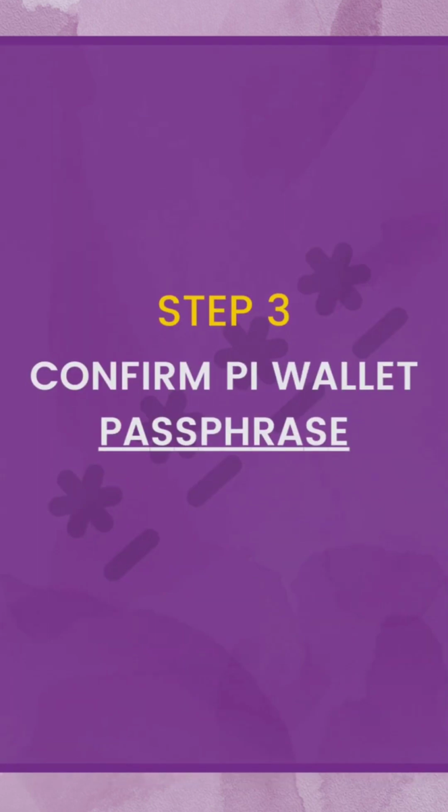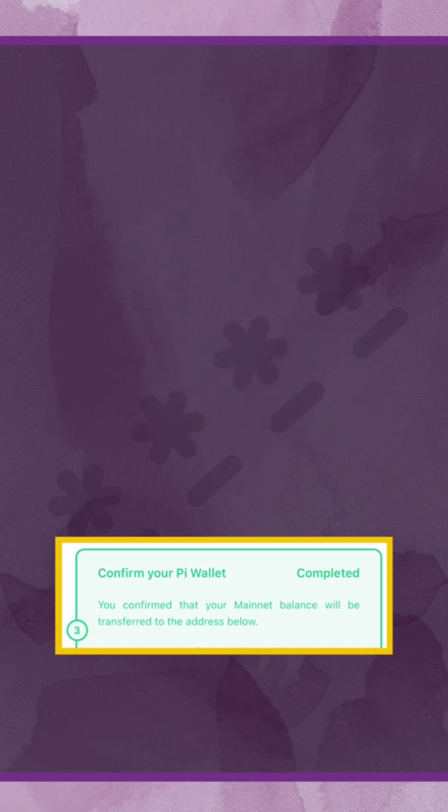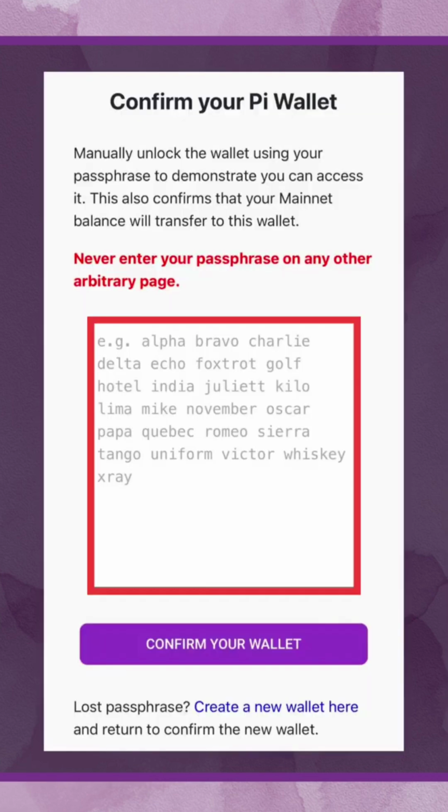Step 3. Confirm your Pi wallet. Your Pi wallet is non-custodial in nature, which means that Pi Network does not have records of your wallet passphrase, which is needed for you to unlock your wallet. Losing your wallet passphrase is thus akin to losing your entire wallet along with all assets inside. To ensure that you know your wallet passphrase, Step 3 requires you to enter it here. Please remember to store the passphrase somewhere safe so that you do not lose it or forget it, and that no one else has access to it.